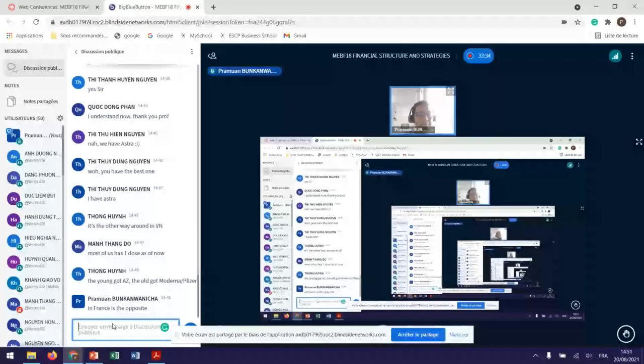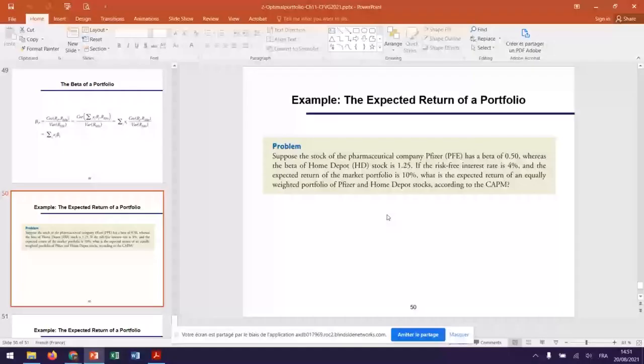All right, so let's come back. Pfizer has a beta of 0.5. The beta of Home Depot is 1.25. You can see that pharmaceutical companies usually have lower beta. Lower beta means the market risk is smaller. When the economy goes badly and you get sick, you're going to get the medication anyway, right?